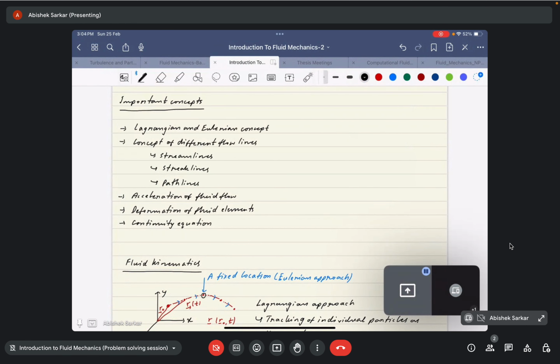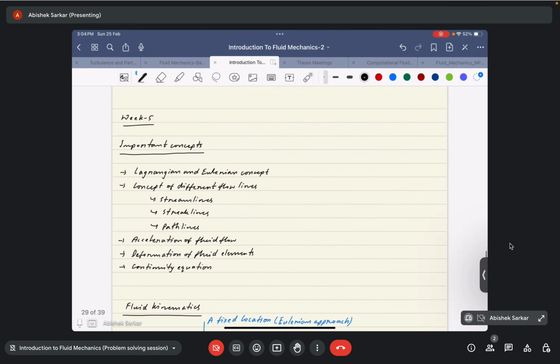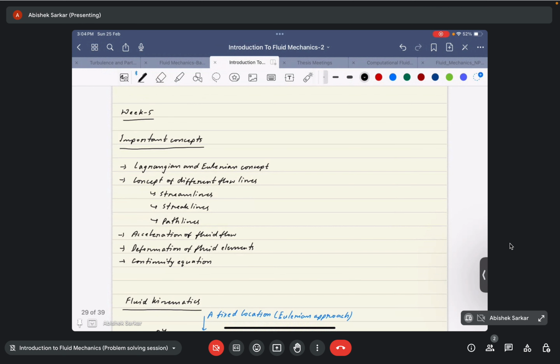So welcome back to week 5 of the problem solving session for the Introduction to Fluid Mechanics course. And this week we will be dealing with some core concepts regarding fluid visualization and fluid kinematics.